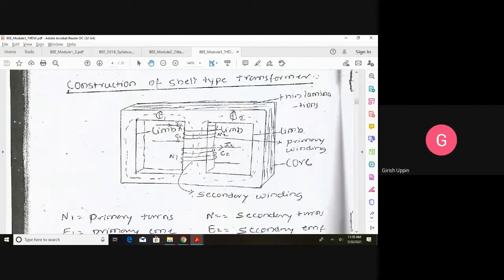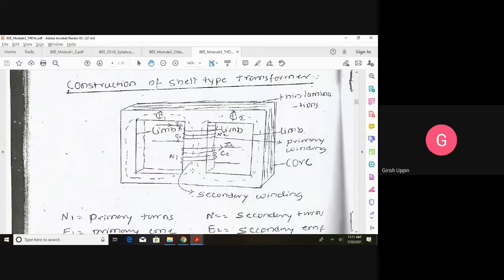Now what happens in this case is, when a voltage source is applied to the primary, current will flow through the primary winding, and that will result in a magnetic flux. Now the magnetic flux has two paths. In case of a core type, we have only one path for the magnetic flux. Here we have two paths. So you can see this is the magnetic circuit. Okay. And the rest of the operation is exactly the same. There is no difference between the two.